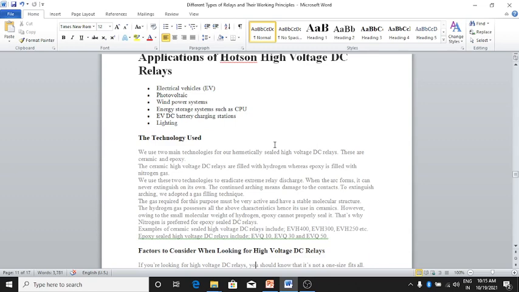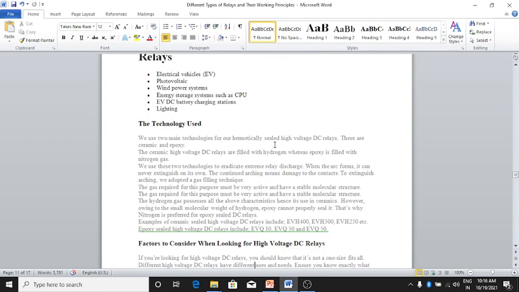Examples of ceramic sealed high voltage relays include EVH 400, EVH 300, and EVH 250. These are three examples of ceramic sealed high voltage DC relays. And for epoxy sealed high voltage DC relays, examples are EVQ10, EVQ30 and EVQ50. Okay.